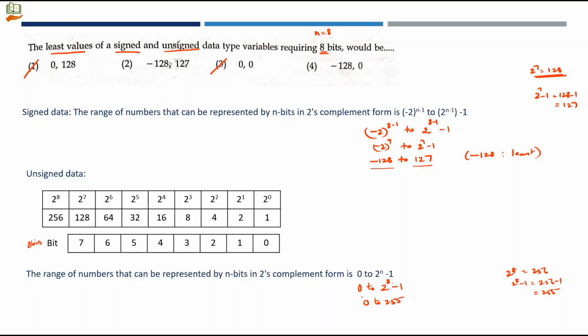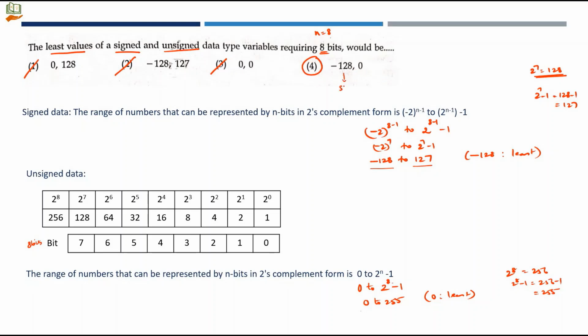This is the range out of which we have to pick the least value. 0 will be the least value. Which option is having 0? We will rule out 2. We will go with option number 4. Option 4, minus 128 and 0, will be the right answer.